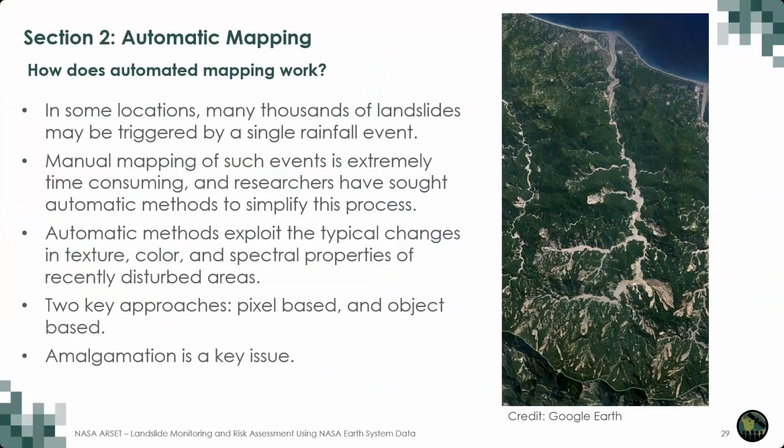So why do we care about automatic mapping? So far, I've shown you a number of images over the first part of this training, as well as the first section of today's training, that consider essentially one or two, or maybe even a handful of landslides. But in some cases, where there is a large earthquake or a major rainfall event, many thousands of landslides could be triggered by a single trigger. And so we'd end up on a landscape that looks a bit like this. This is, again, the same catchment in southern Taiwan.